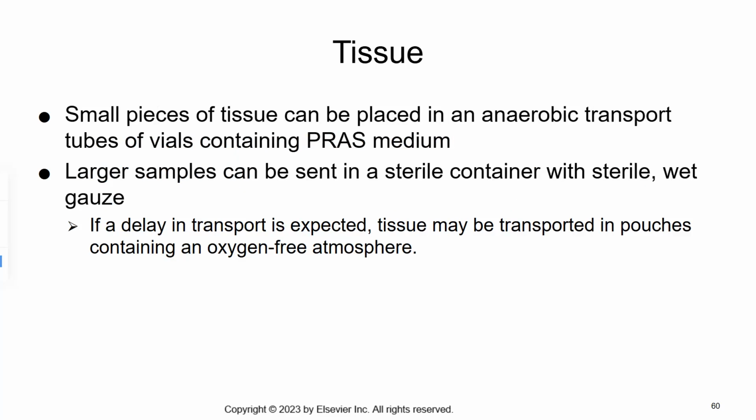Small pieces of tissue can be placed in an anaerobic transport tube vial containing PRAS medium. Larger samples can be sent in a sterile container with sterile wet gauze. If there's a delay in transport expected, tissues may be transported in pouches containing oxygen-free atmosphere.